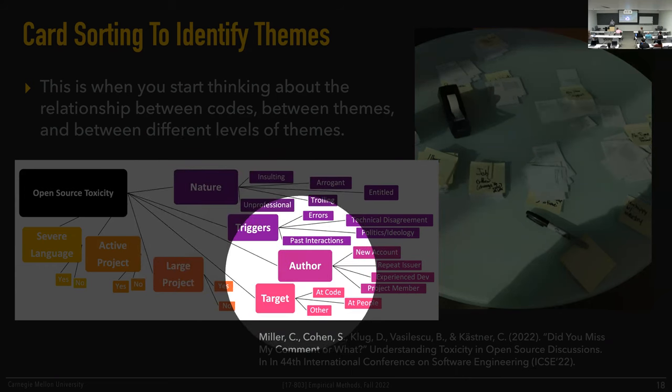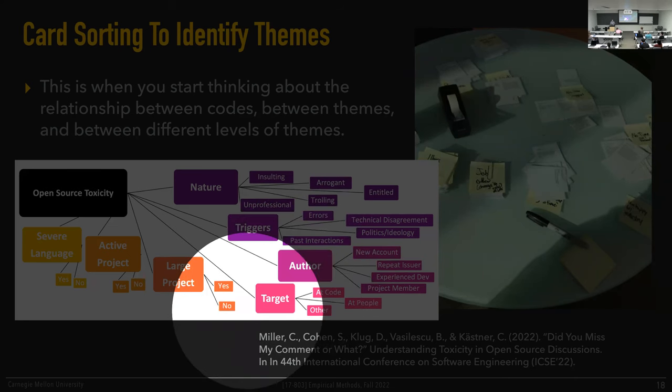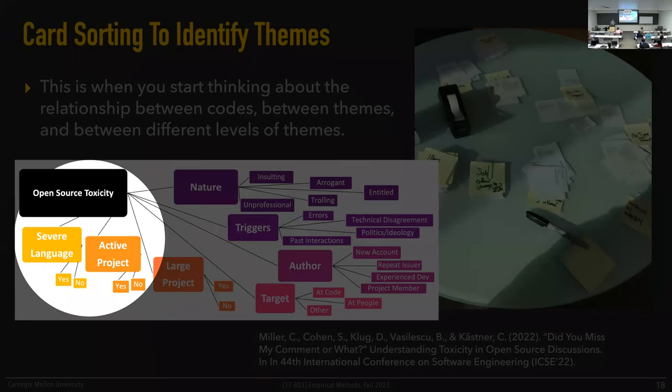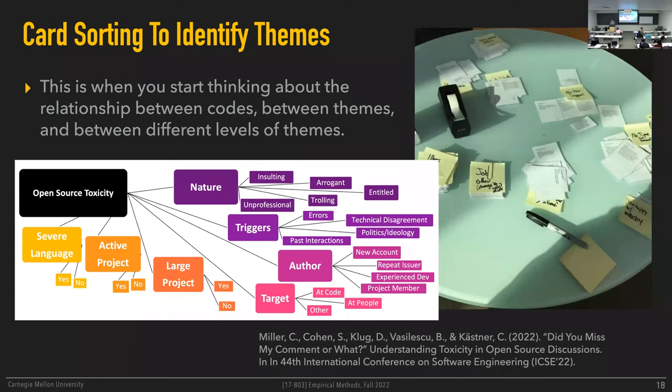Authors: who were these people posting these toxic comments? What was their relationship to the projects in question, et cetera? Who was the target? Who was at the other end of this comment, who were they addressing it to? Characteristics of the project, et cetera. These are different dimensions or axes or themes, if you will, that aggregate these lower level codes into something that is cohesive and makes sense together.